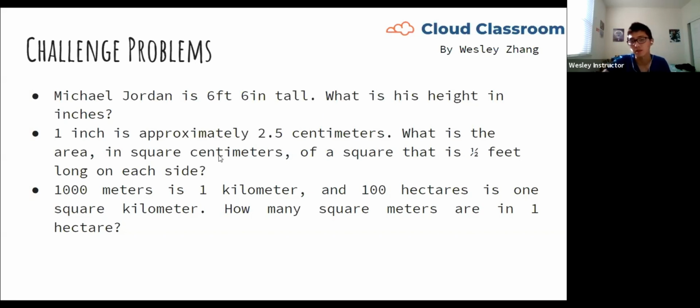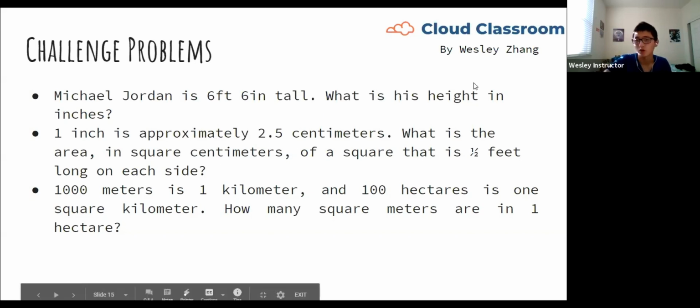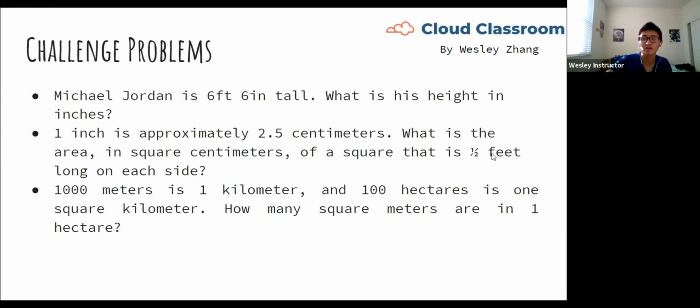1 inch is approximately 2.5 centimeters. What is the area in square centimeters of a square that is a half foot long on each side? So half a foot, that's 6 inches. So 6 inches times 6 inches, that's 36 inches squared. And then we just convert.